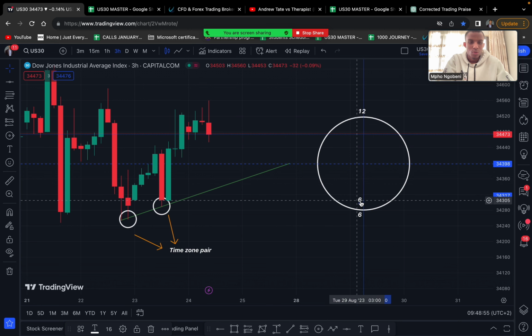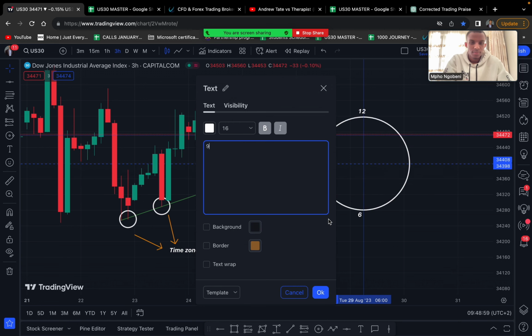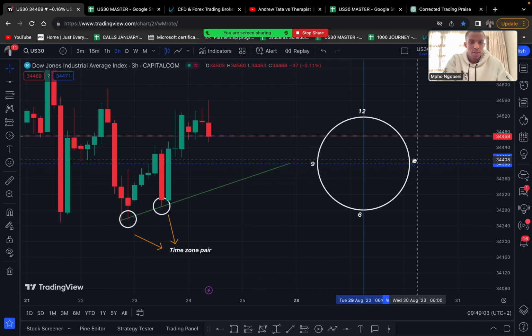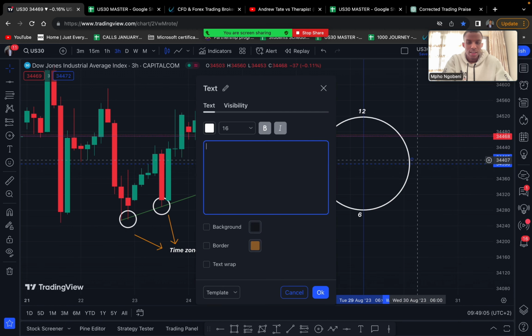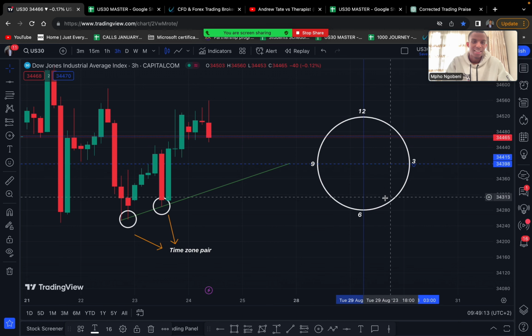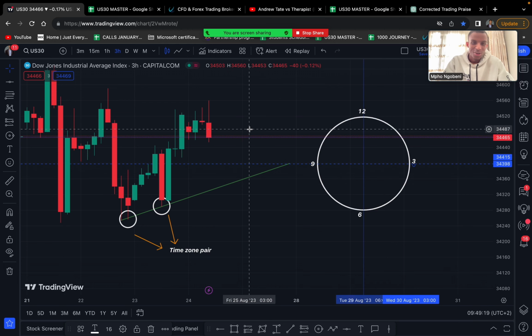And other time zone pairs, we have the 9 and the 3, if you guys know. Those are time zone pairs. So when you're trading, it's very important to also utilize this beautiful trading strategy about time. This is a universal strategy. This is an infinite strategy, the time zone pairs.